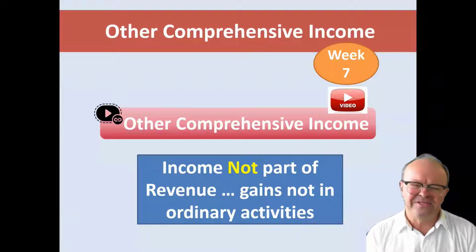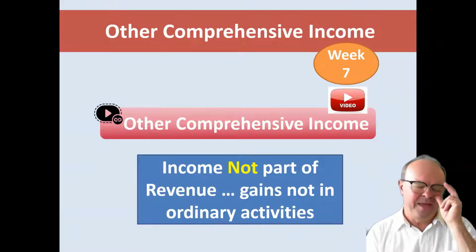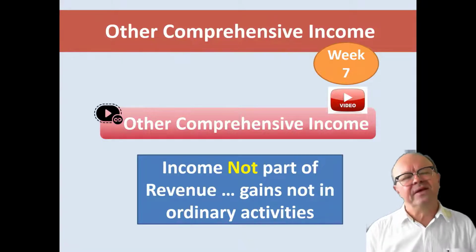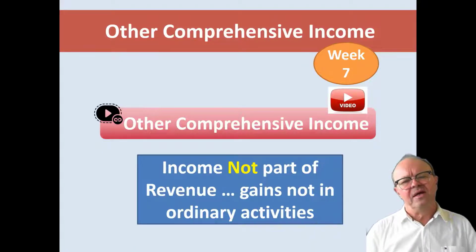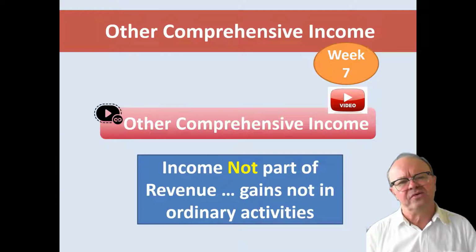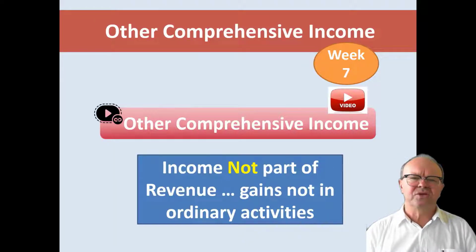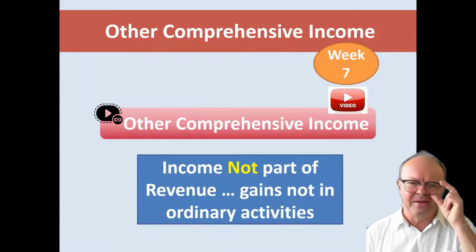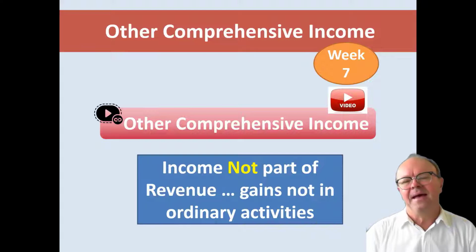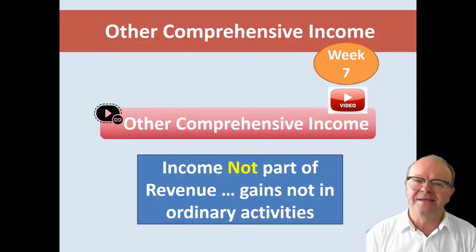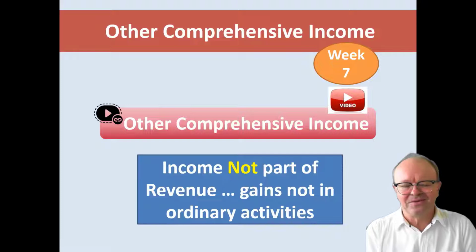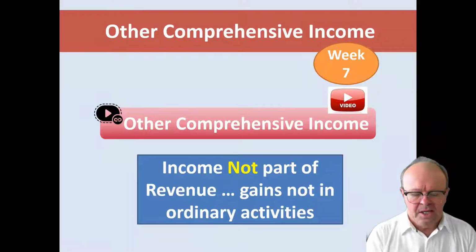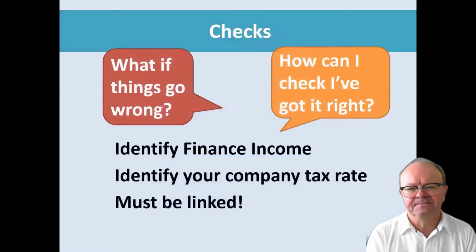This is a slight oversimplification of it, but it's pretty good, and certainly good enough for us in first year. So other comprehensive income is the income not part of revenue, or the gains that are not in the ordinary course of activities. That's also why the items in other comprehensive income can seem a bit strange, and you might say, what does that say? But for those studying accounting, when you get to the end of your degree, all these items will seem much more familiar. So that's what other comprehensive income is.